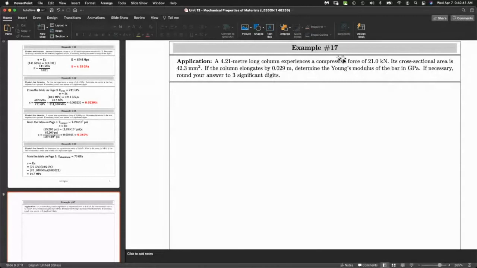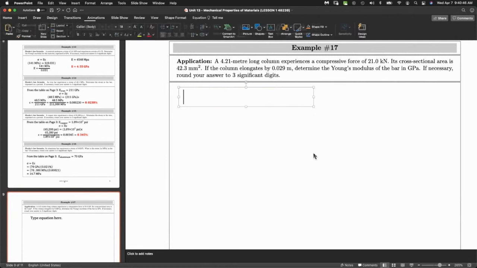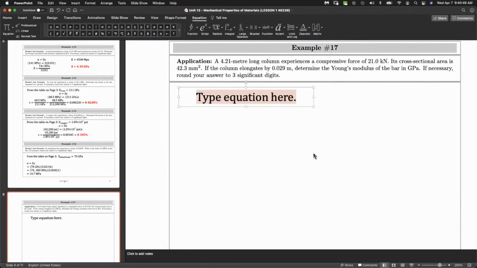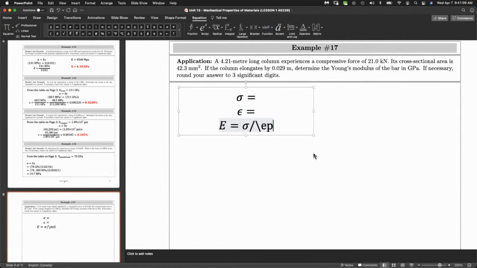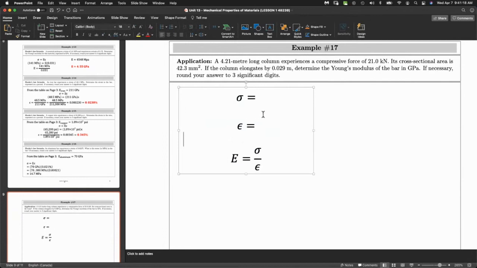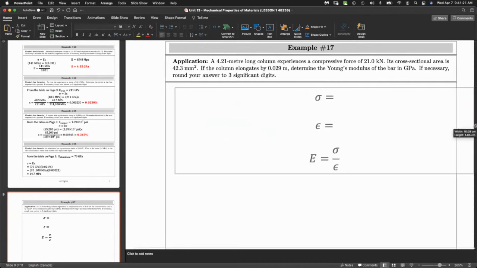It says here, determine the Young's modulus of the bar. So we're trying to find the value of E. I'll start by writing the formula. In other words, we need stress, and we need the elongation or the strain, and then we can get the Young's modulus. That's the game we're playing. So it's tic-tac-toe, 3 steps, people. Let's get those 3 steps on paper, and then we're good to go for this question.